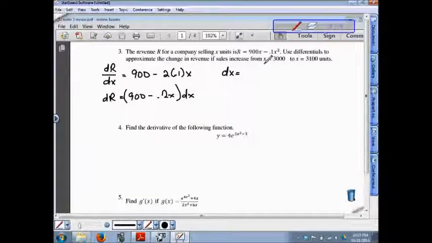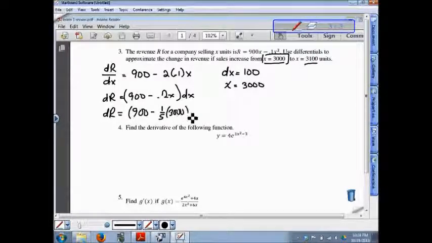Now dx is the change in x value. x goes from 3,000 to 3,100, so the change is 100 units. The x value we're going to use is the starting value of x right here, 3,000 units. So making substitution, we have dR is equal to 900 minus 0.2, which is 1/5, times 3,000, times 100. 1/5 of 3,000 is 600. 600 from 900 is 300, and 300 times 100 is 30,000. And that's in dollars. So the change in revenue from increasing production from 3,000 units to 3,100 units is $30,000.